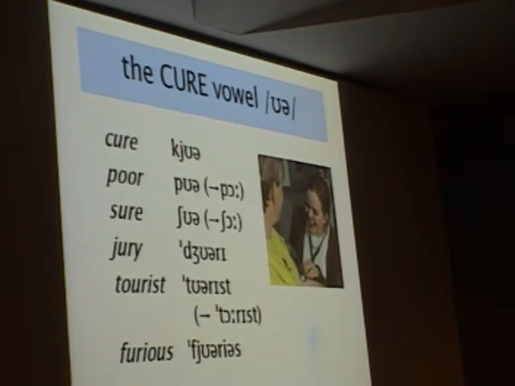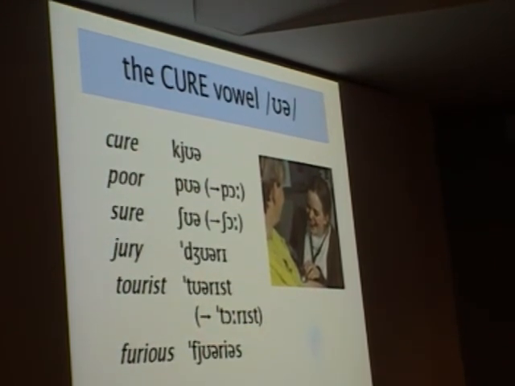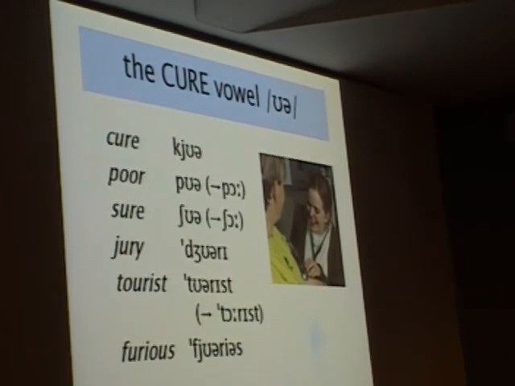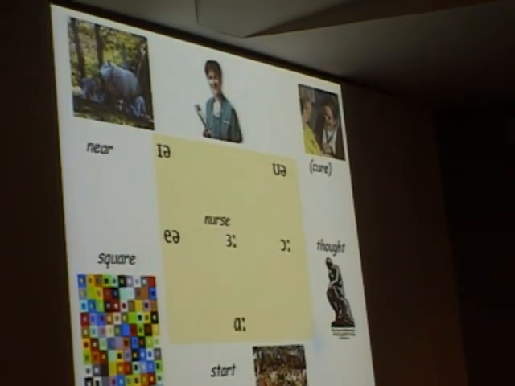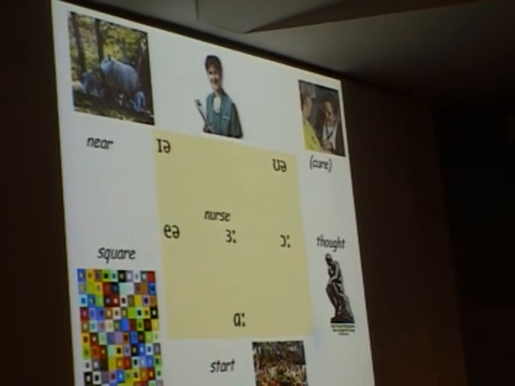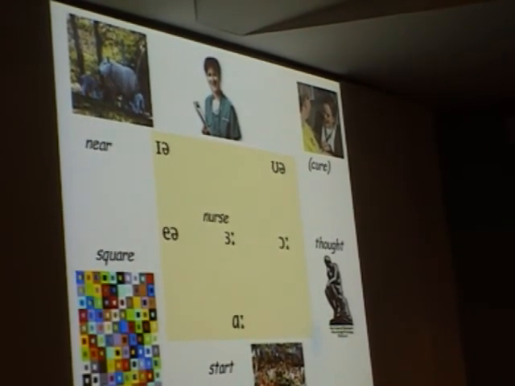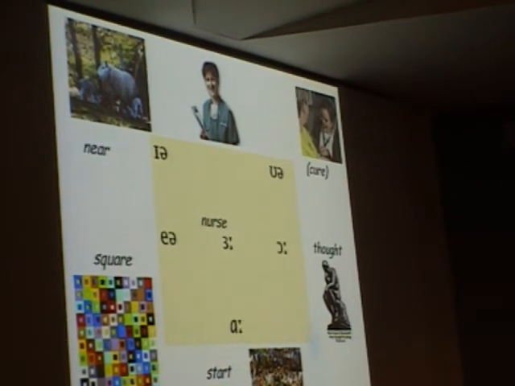Tourist can become tourist with a different vowel. In jury, we are more likely to get monophthonging. Don't worry about these different possibilities. It's quite safe to use or. So there we have our six remaining vowels, the central tending long vowels and monophthongs, reading across: near, cure, square, nurse, thought, and start.